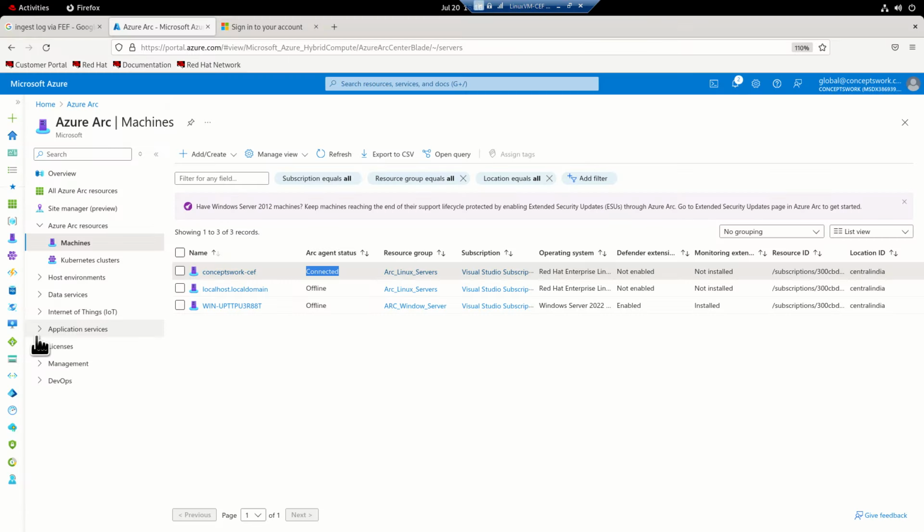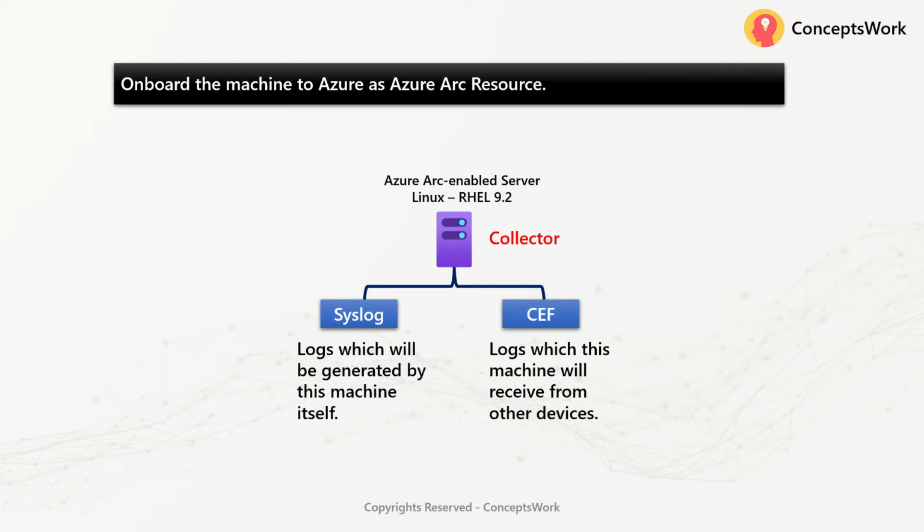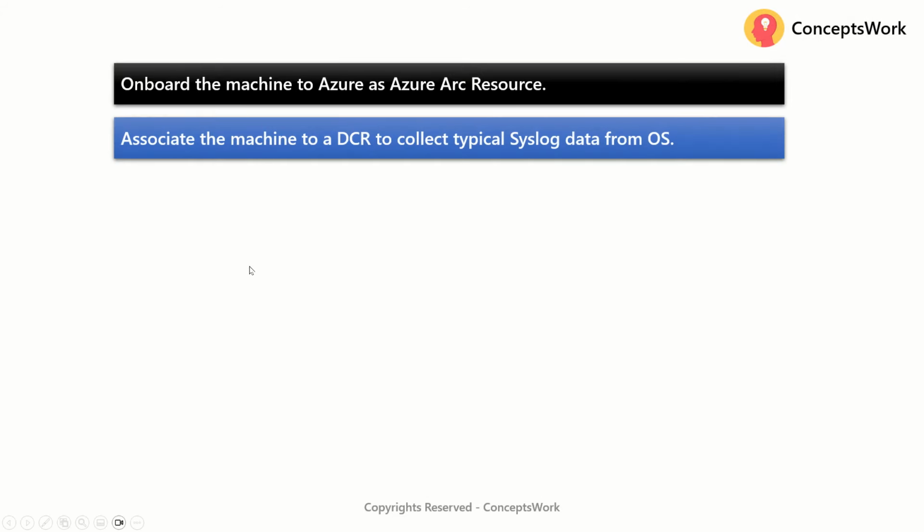Now let's move on to our next step, and that is the process of collection of syslog data from this particular machine. For that, you have to associate the machine with a DCR, which is used to collect typical syslog data from the OS itself.